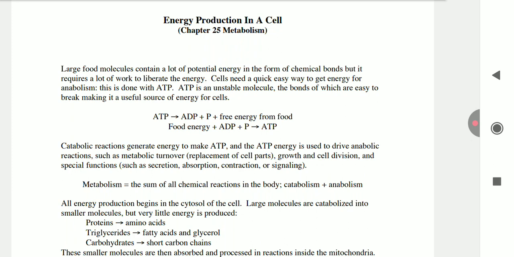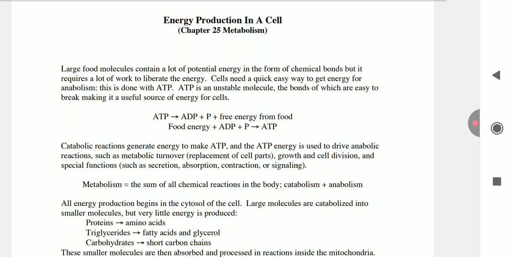Catabolic reactions generate energy to make ATP, and the ATP energy is used to drive anabolic reactions such as metabolic turnover, replacement of cell parts, growth and cell division, and special functions such as excretion, absorption, contraction or signaling. Metabolism is equal to the sum of all the chemical reactions in the body: catabolism plus anabolism. All energy production begins in the cytosol of the cell.